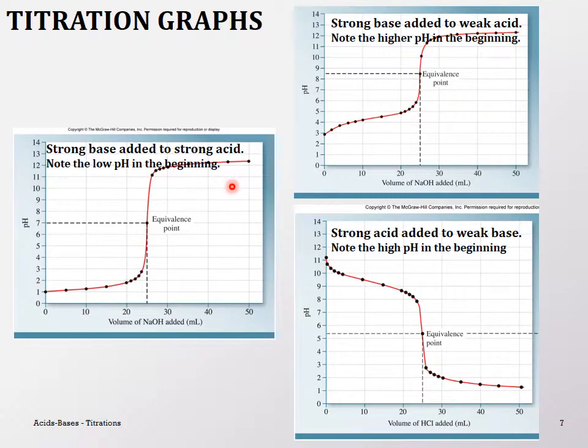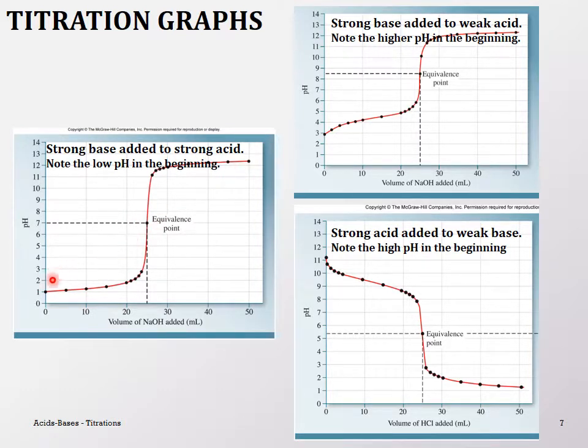Here are some titration graphs that are kind of important, and I usually do ask these questions in the exam as to which graph belongs to which kind of titration. For example, if you have a strong acid and strong base titration, this is what the titration curve is going to look like.